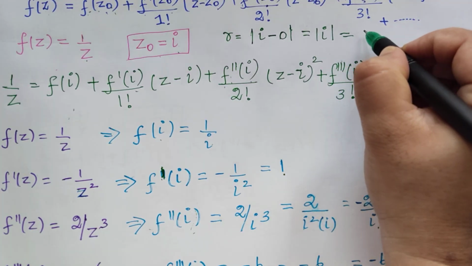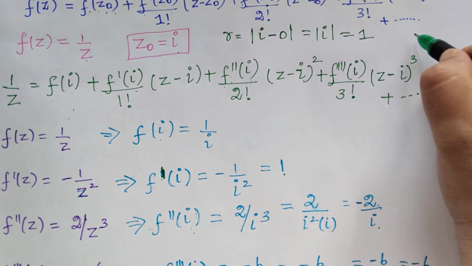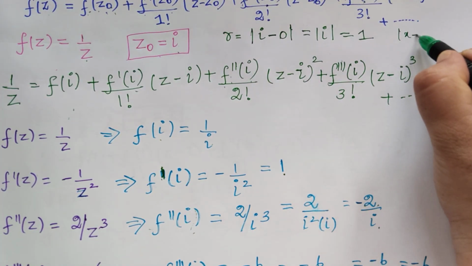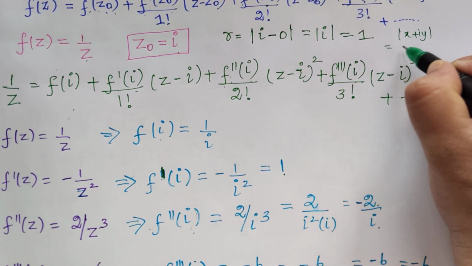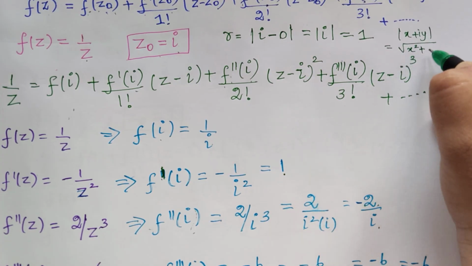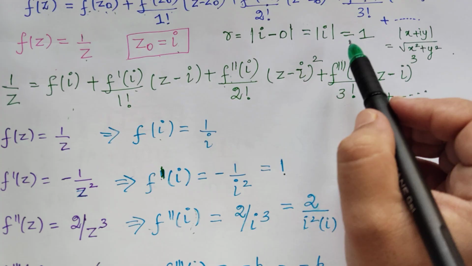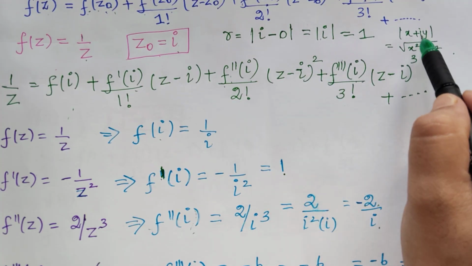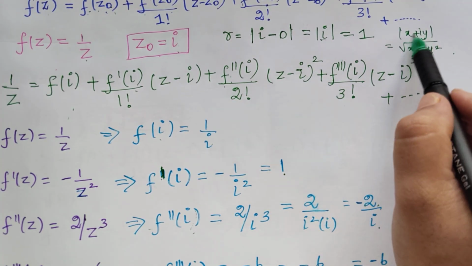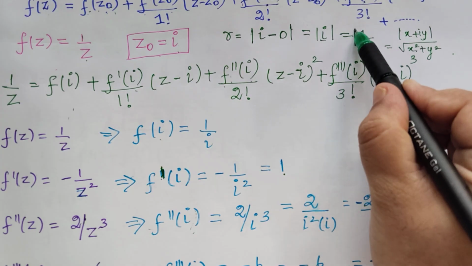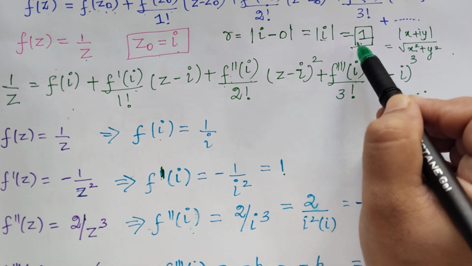And we know that modulus of i is equal to 1, because we know that modulus of x plus iy is equal to square root of x square plus y square. Here we don't have the real part. The imaginary part is 1. So what is square root of 1 square? It is 1 only. So therefore the radius is 1.